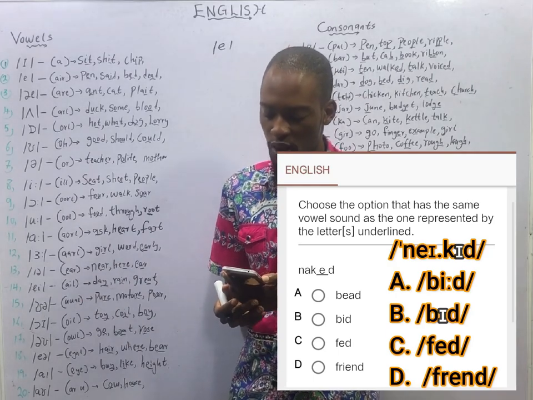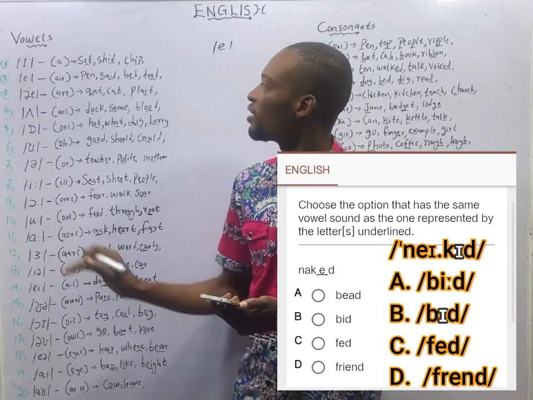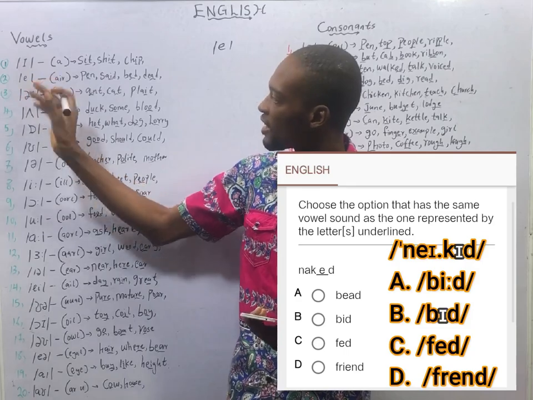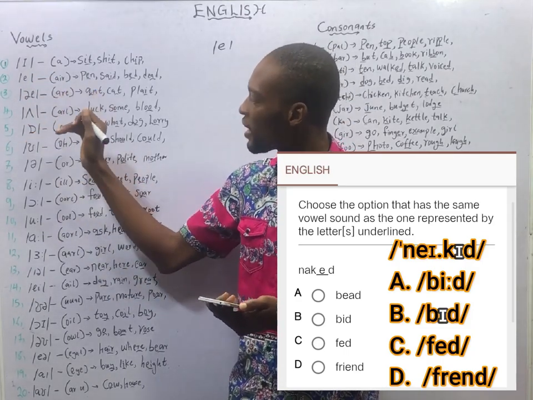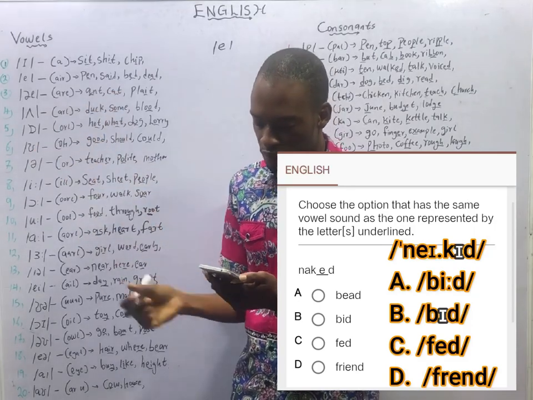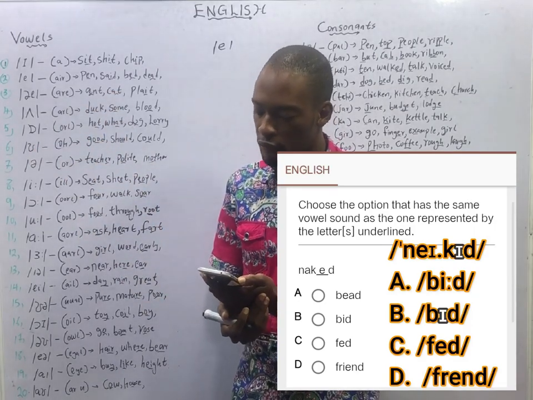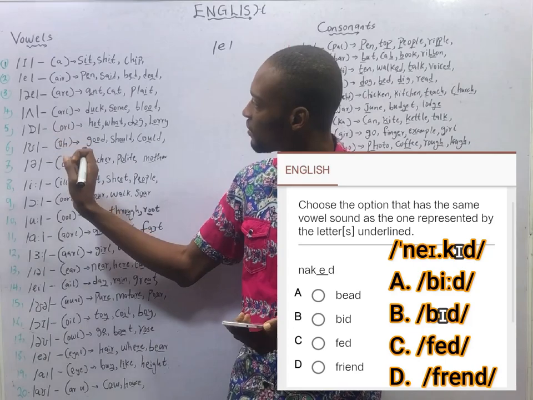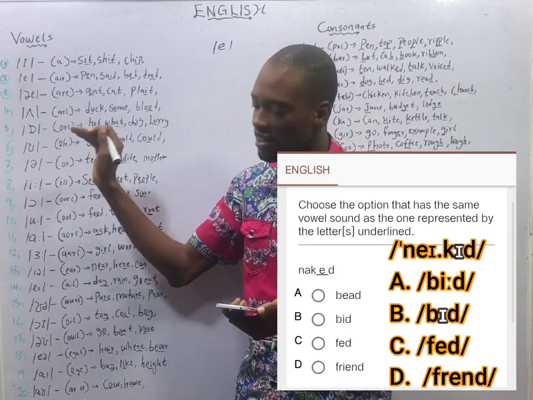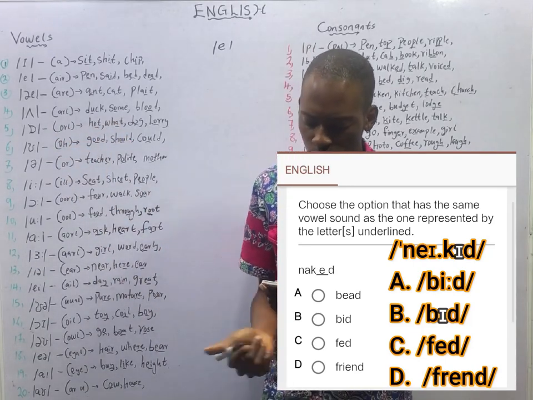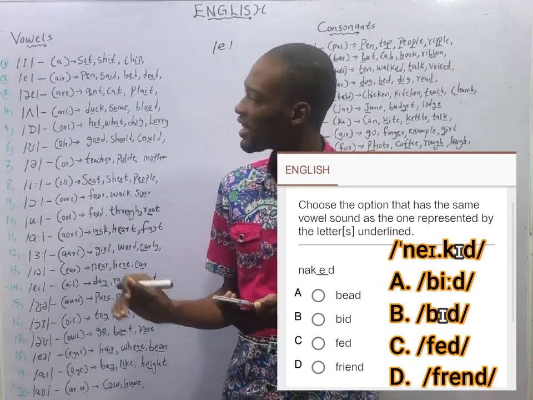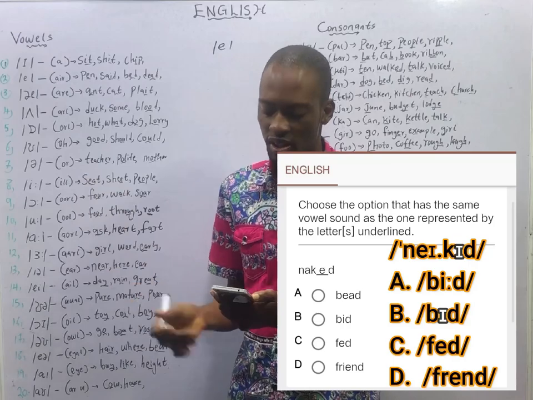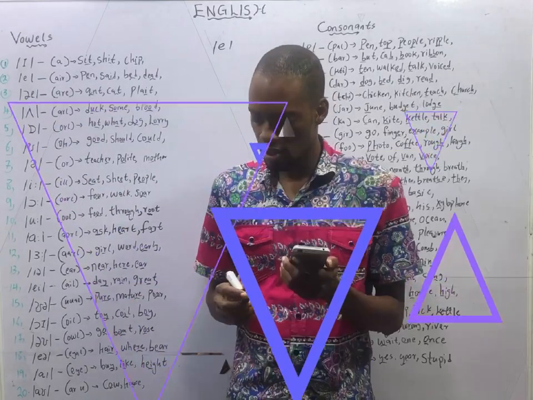Then we have "fed". Fed has the E sound, as in pain, as in said, as in bed, as in dead. Then we have "friend". Friend has the E sound, as in said. So looking at all the options, only "bed" has the sound which is similar to the sound in "naked".